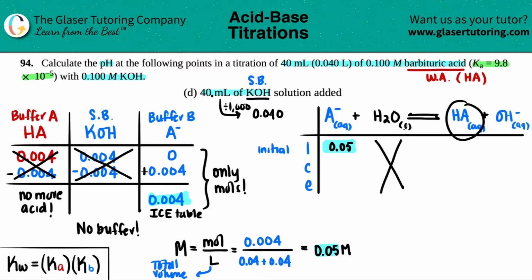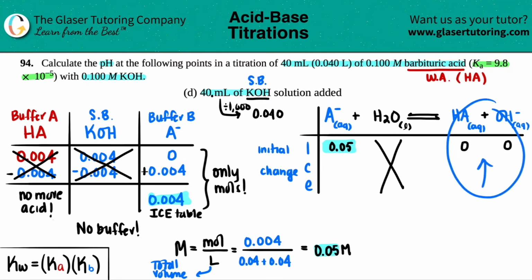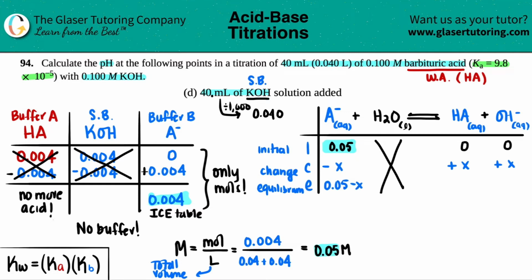And we don't start with any HA, right? There was no more acid, so 0, and we didn't make any hydroxide, so 0. Now we're just going back to a regular ice table. C stands for change, the change in the concentration. This has to increase because you started with nothing, so this would be plus, and this would be minus. We don't know by how much, so we just label it a variable, minus x and plus x. Then the E stands for equilibrium, so you pull together the I and the C. So it'd be 0.05 minus x, and x, because 0 plus x is just x, right?